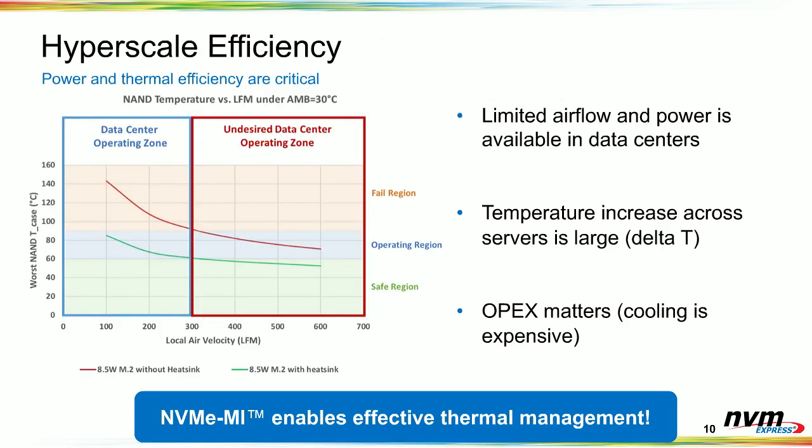So the power and thermal efficiency, like I said, they have a data center operating zone where they like to stay. They don't want to have to move air faster across the drives. That costs more. And so they want to keep them in an operating zone, if you will. And so this operational expense, or OpEx, really matters to them because it's what they pay on an ongoing basis. And the managed NVMe allows them to control this and effectively manage the thermals.